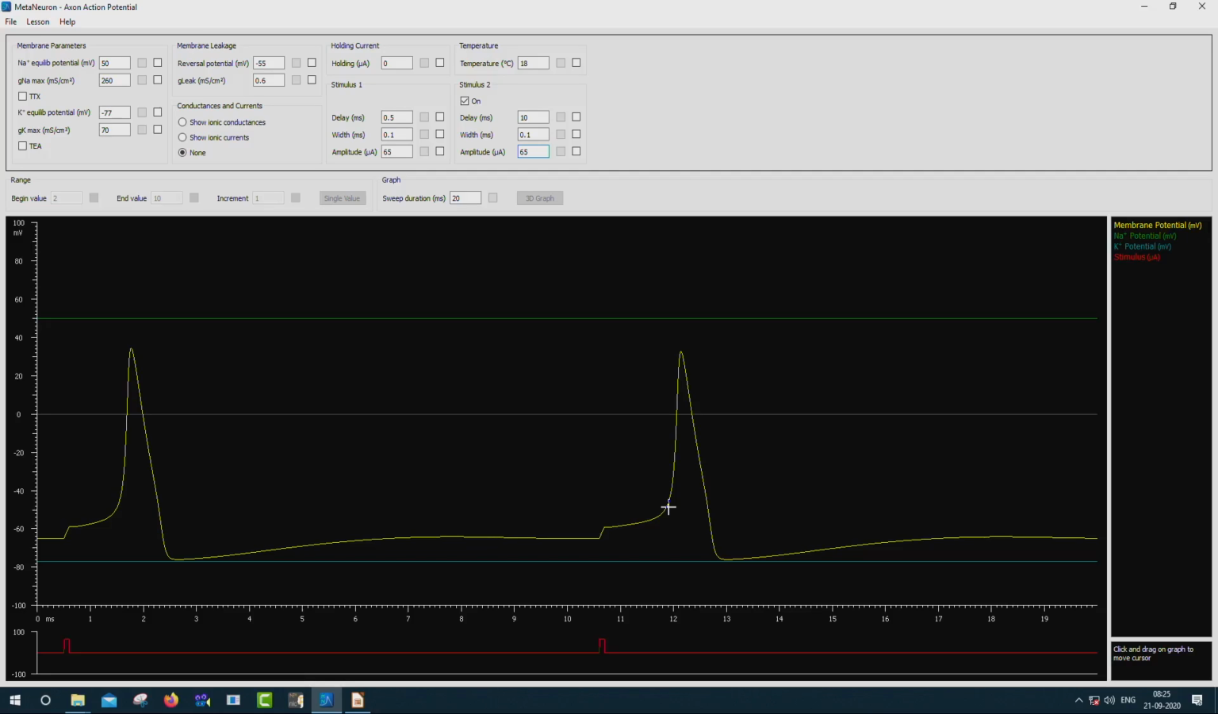So if you get nothing else from the course, if you get an idea of how the action potential works, that would be really great. So thank you very much. And the next demo will be on voltage clamps.